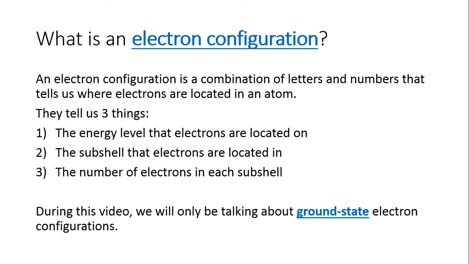During this video, we will only be talking about ground state electron configurations. When an atom is in its ground state, that means none of its electrons are excited. So all of its electrons are in the lowest energy level possible. There's been no energy added to the atom.